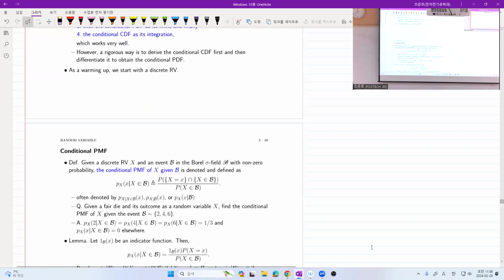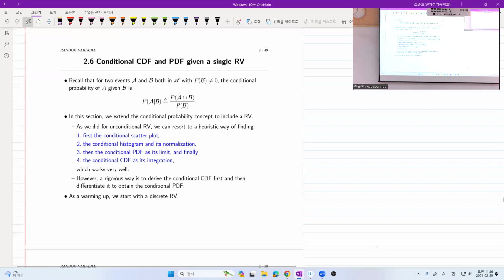Oh, okay, here we go. So let's remember the definition. In this case, A and B are interchanged, but it doesn't matter, right? So the probability of event A given or conditioned on event B is what? The intersection probability divided by the probability of event B.